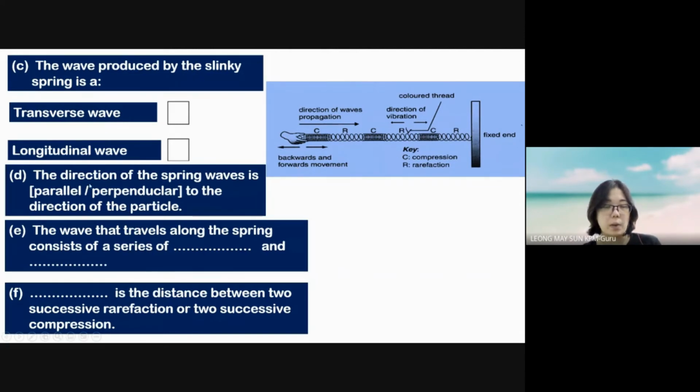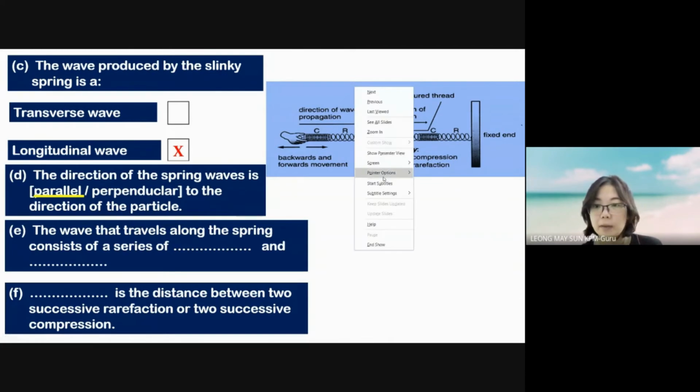A longitudinal wave is one where the direction of the wave particles' vibration is parallel to the direction of the wave, meaning the wave is moving from the source towards the right-hand side through the compressions and rarefactions of the spring. And the particles are also moving towards the right and left, right and left. These are the two directions of the wave particle here.